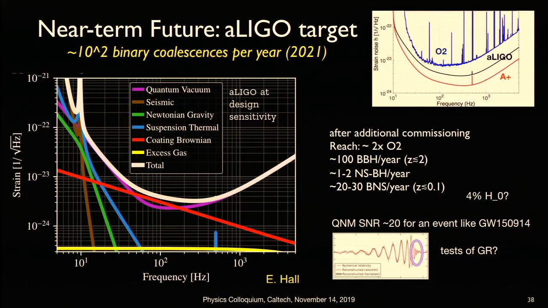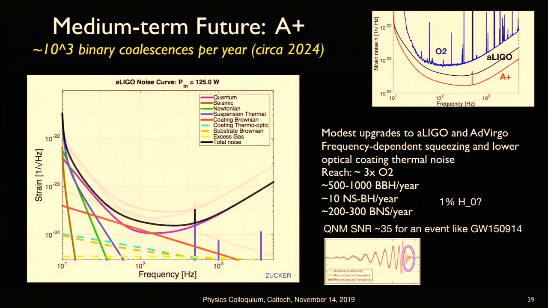And then when we start thinking about the ringdowns, the quasi-normal modes for the ringdown for events such as GW150914, well, in the full sensitivity advanced LIGO, that event would have had a signal-to-noise ratio of 20. So tests of GR may become possible to a higher accuracy. So far, we have not been able to find any deviation from GR with the sensitivity we have.